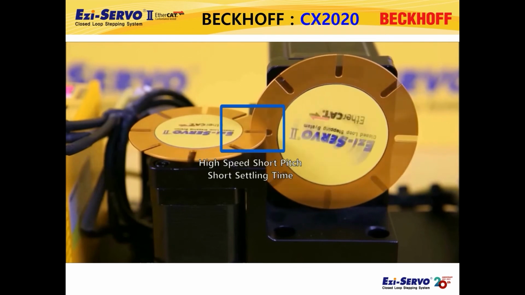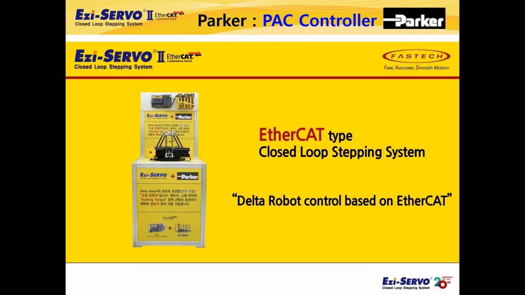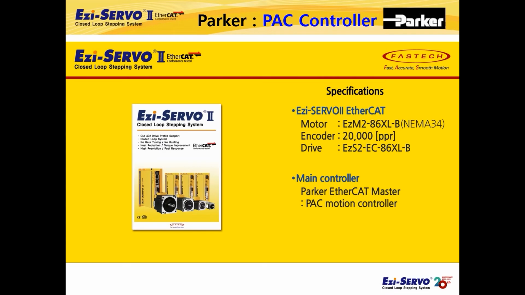This is a demonstration controlling a Delta robot with Ezi-SERVO EtherCAT using Parker's PAC controller. It is the characteristic of the stepping motor that has the maximum force when stopped, so you can control the Delta robot without a gearbox. The product names used in this demonstration are as follows.